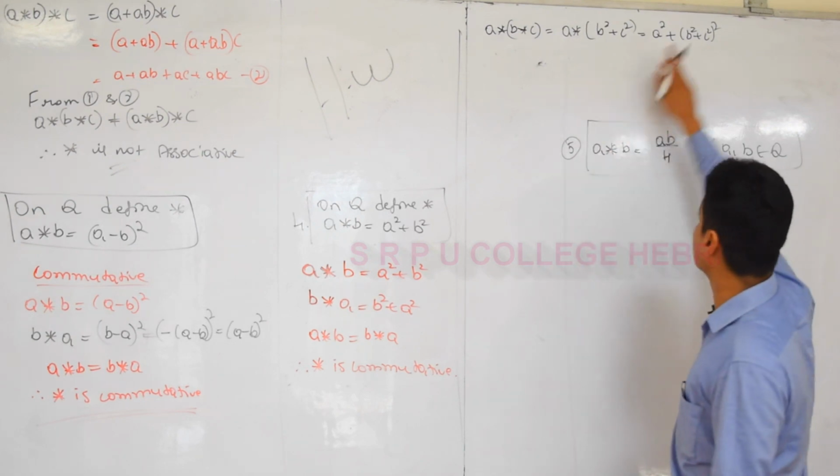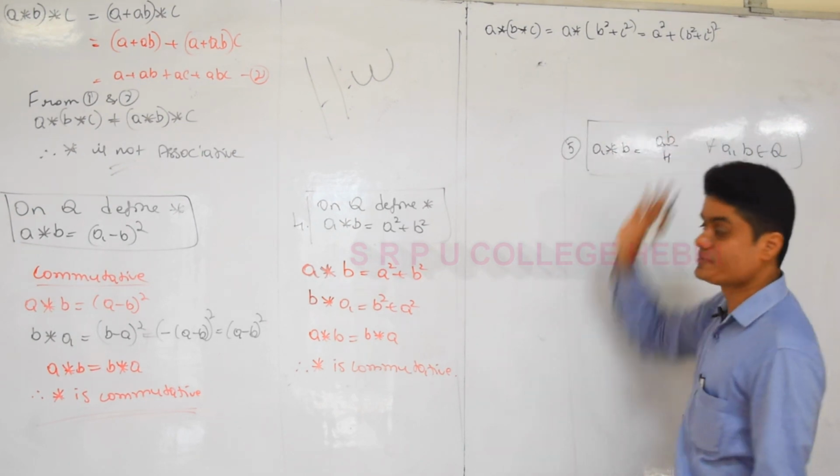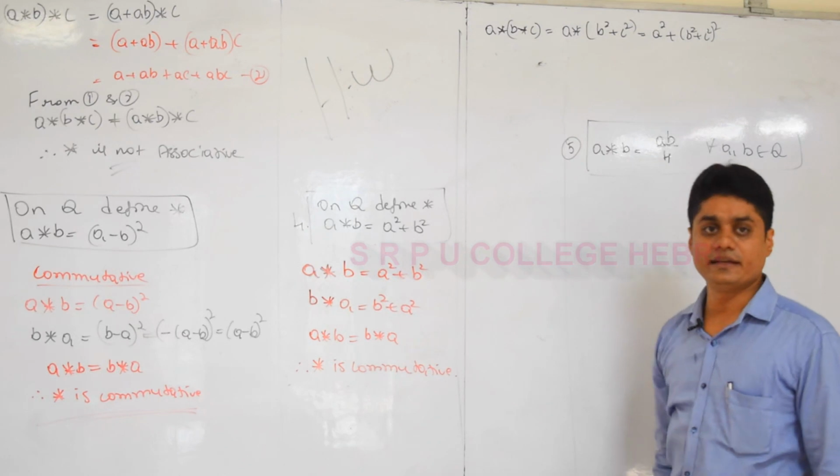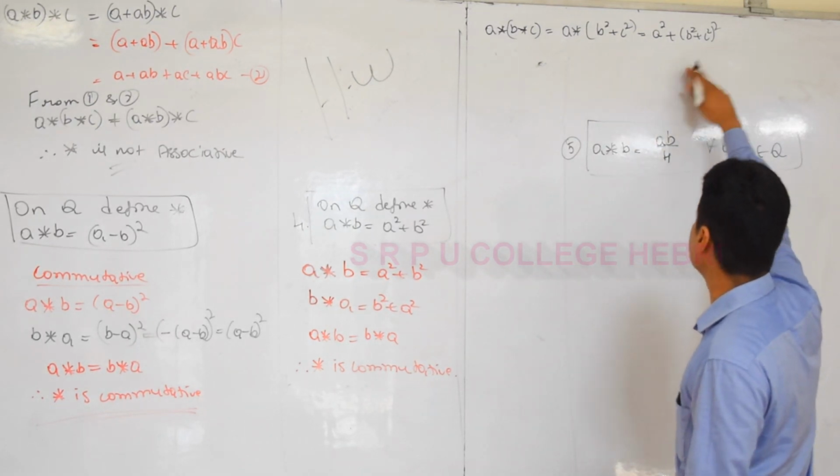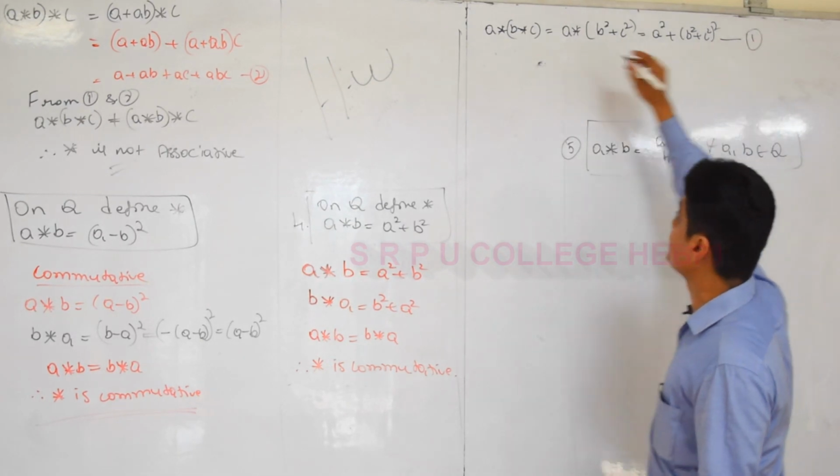Why am I taking this? Because you will forget this square. You will write A square plus B square plus C square, then at the end you will get the conclusion that they are associative. You don't need to expand this, just let it be as it is.